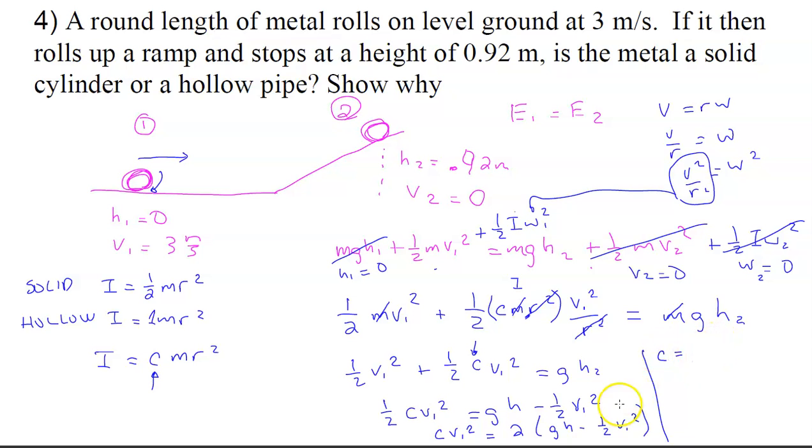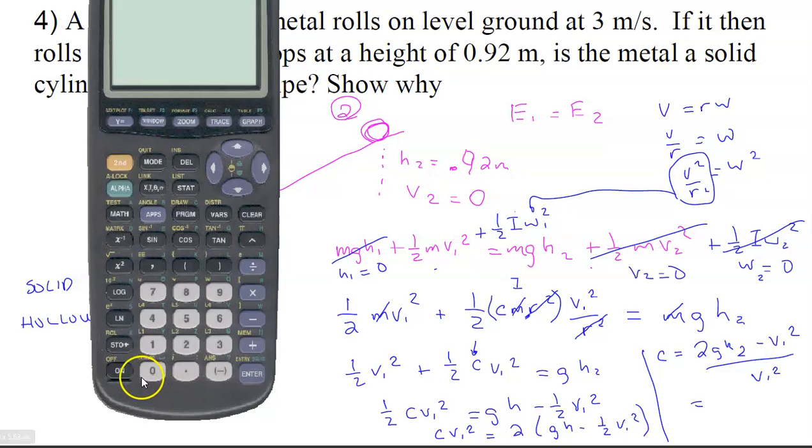C is, let's distribute this as we go. 2gh, I'm sorry, 2. I'm distributing the 2 here, so 2 times that, 2 times this, I'd cancel the 1/2. Minus v1 squared over the v1 squared, like that. And hopefully that'll come up either 1/2 or 1. And we can see what we got.